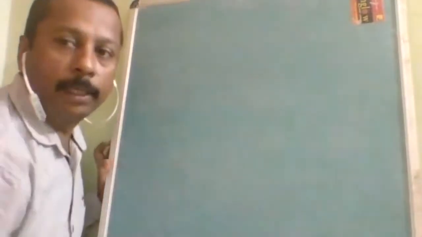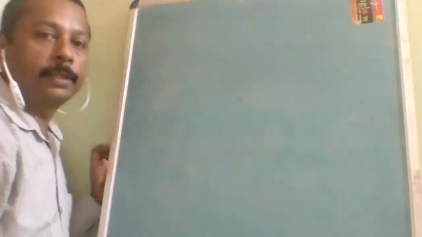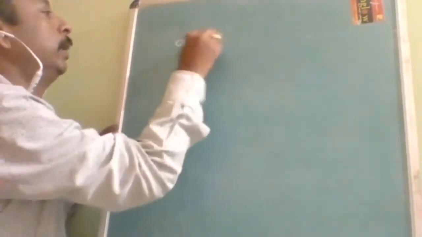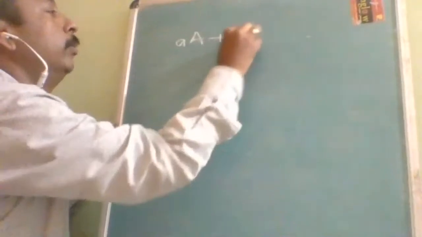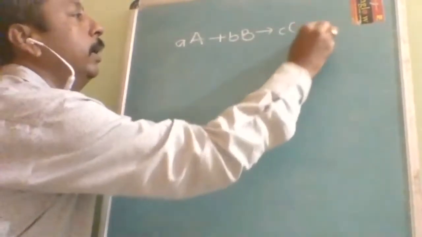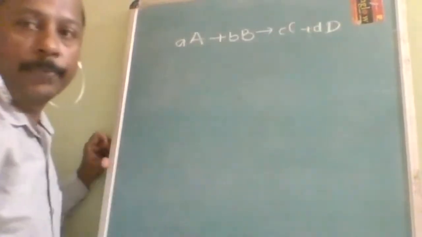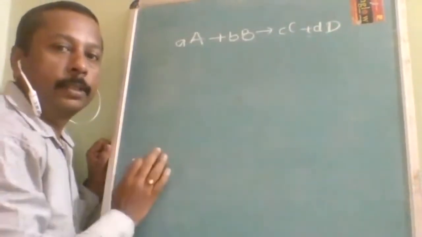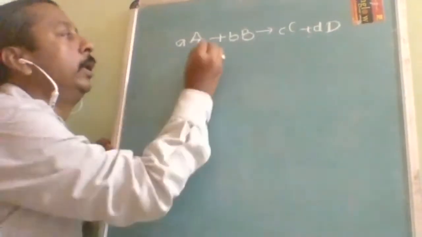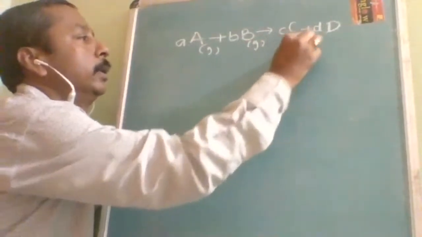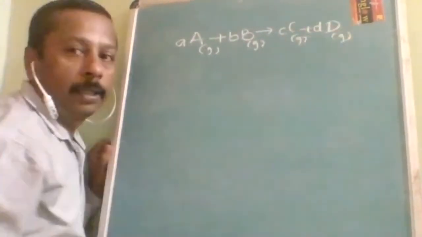To make it applicable to chemical processes, we have to make some modification. Let us take a moles of A reacting with b moles of B to form c moles of C and d moles of D. So this is the equation. Let us take all of them to be in the gaseous state.